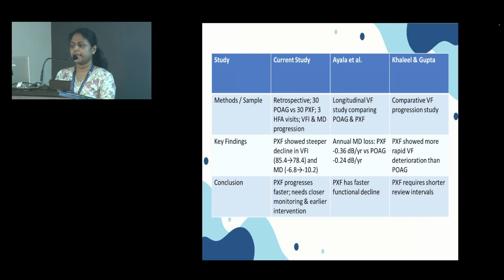In the study by Ayala et al., annual mean deviation loss in the pseudoexfoliation group was minus 0.36 decibel per year versus minus 0.24 decibel per year in the primary open angle group. In the Khalil and Gupta study, pseudoexfoliation showed more rapid visual field deterioration than primary open angle glaucoma. All three studies concluded that pseudoexfoliation progresses faster, has a faster functional decline, and requires shorter review intervals.